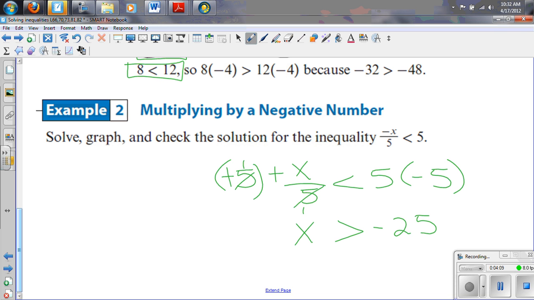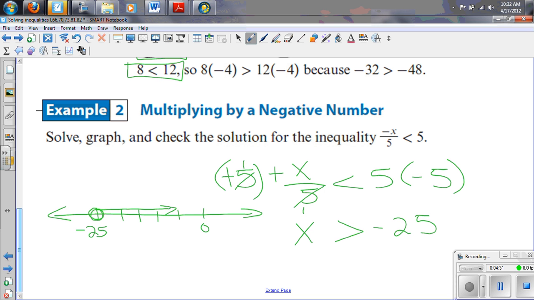And again, graphing that, draw your number line. We have 0, 5, 10, 15, 20, 25. There's our -25. And we're talking about greater than. There's no equal to here, so it's an open circle. And it's going to go to the right. Now let's check it and make sure.